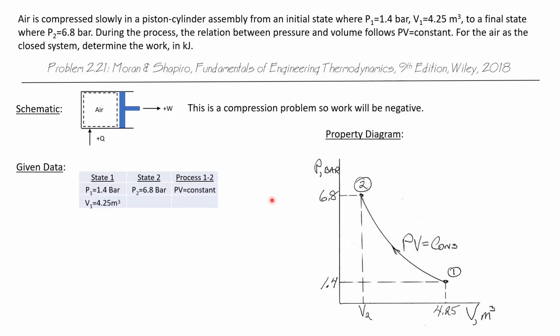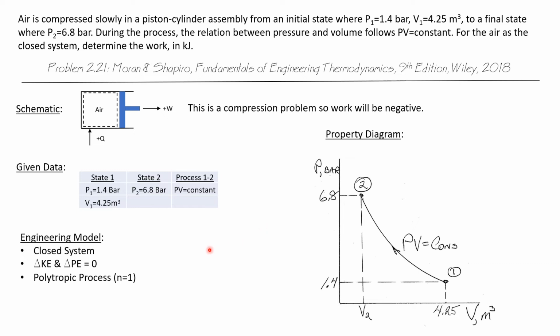The next step will be to draw a property diagram. I'm going to draw a PV diagram. Let's plot state 1. We can see that it's at a pressure of 1.4 bar, that it has a volume of 4.25 cubic meters. And then the process is PV equals constant. That is going to end up as a concave line with increasing pressure. And it goes to state 2, which has a pressure of 6.8 bar and a volume of V2. This is an unknown value right now. We're going to need to find that.